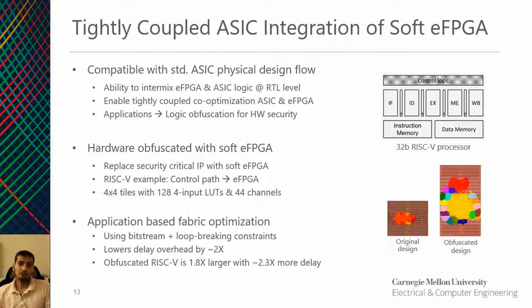Since this eFPGA fabric is going to be used only for implementing the control path of the RISC-V, we can use the bitstream to optimize the eFPGA for this specific application. This can increase the performance by up to 2x. For this implementation, the area and delay overhead was around 2x for a RISC-V running at 1 GHz.